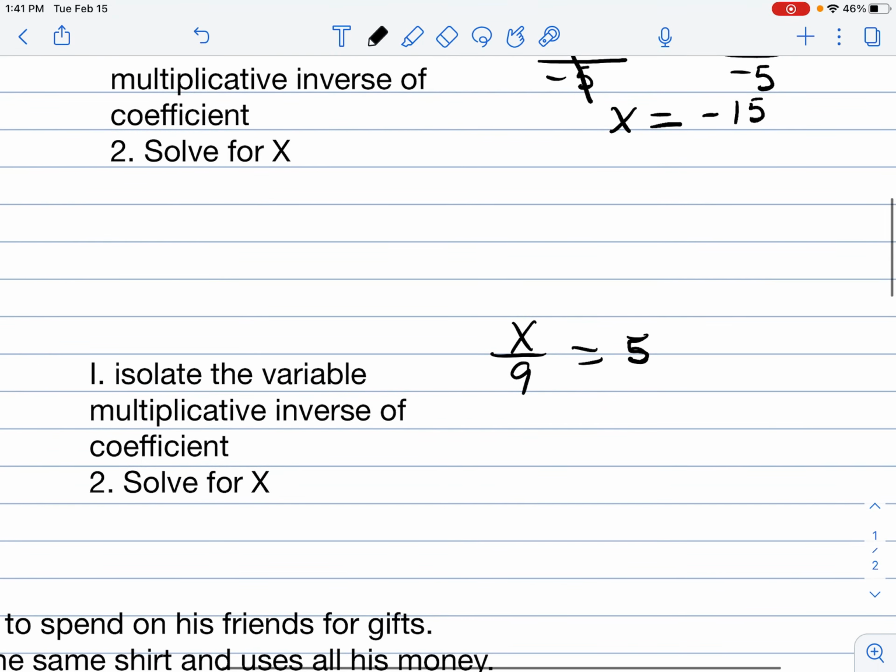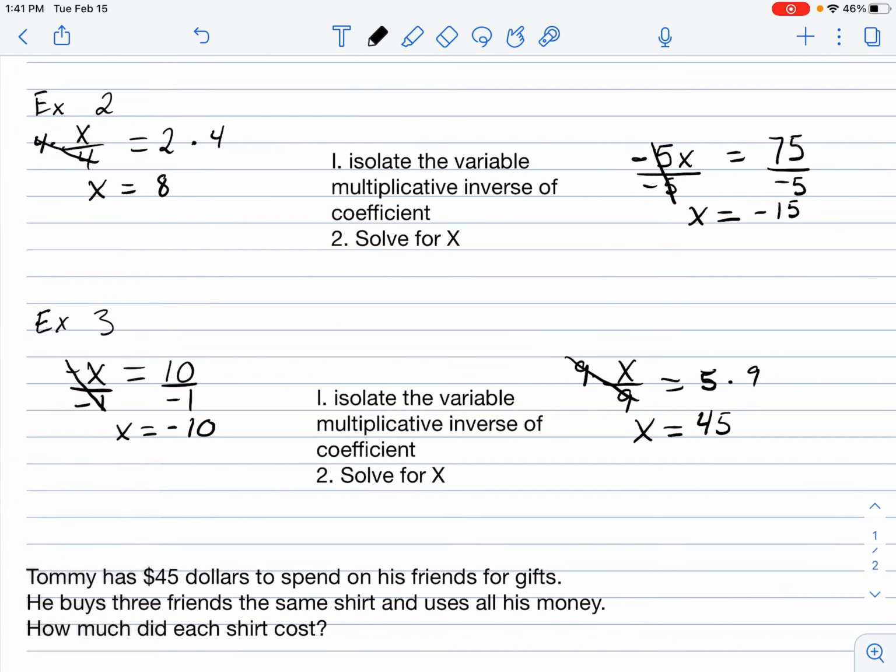Okay, and last one here, x divided by 9, or x times 1/9. Apply the multiplicative inverse to both sides. This is going to cancel out, leaving us with x. We've got 45 on the other side. And what you'll notice here, really what we're doing, is if the coefficient is in front of the variable, you're going to divide the right side by what that is. I'm going through the steps just to show why it works that way.